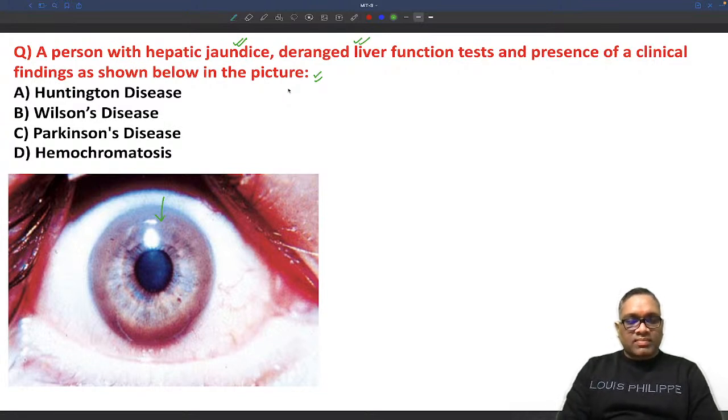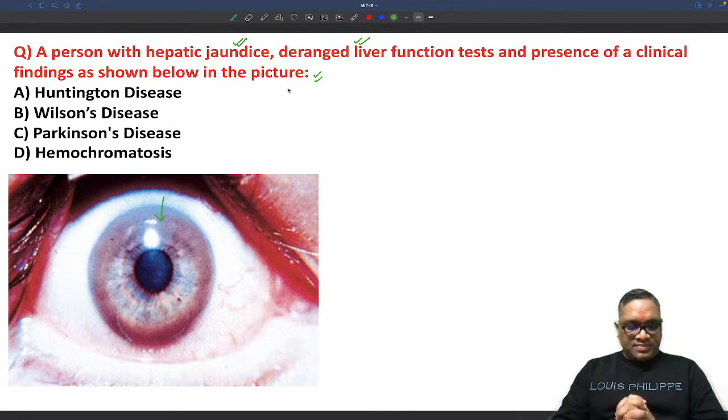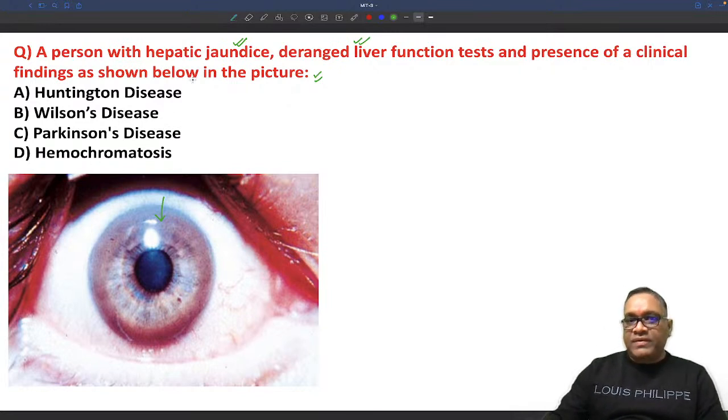Oh, Prashant, you are getting confused. See the option again. Jaundice, liver function. The first correct answer was given by Vijay Raj. Very good, Vijay. Vijay has given the answer as B, Wilson's disease, which was given by many of you.